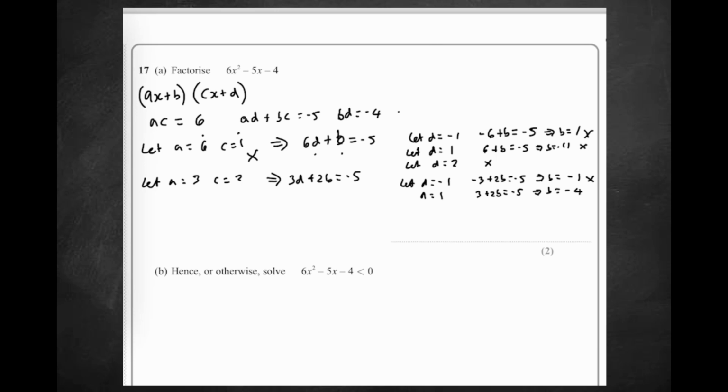Look at that. That works. So then, just check in the middle equation that works. So 3d, which would be 1, so that would be 3, plus 2b, which should be minus 8, equals minus 5. So we have a is 3, so 3x. We know b is minus 4, 3x minus 4. cx plus d, so c we know is 2, and d we know is 1. And that's it factorized.